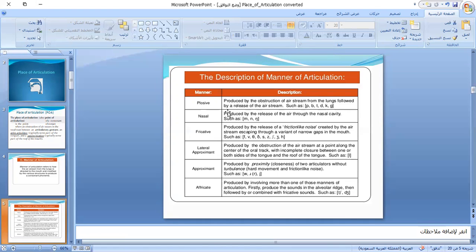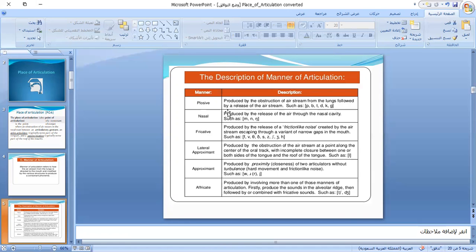Lateral approximant is produced by the obstruction of the air stream at a point along the center of the oral tract, with incomplete closure between one or both sides of the tongue and the roof of the mouth, like the sound L. It's the only lateral approximant. With L, you find the air passes through the sides of the tongue.